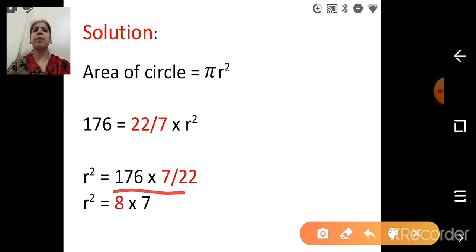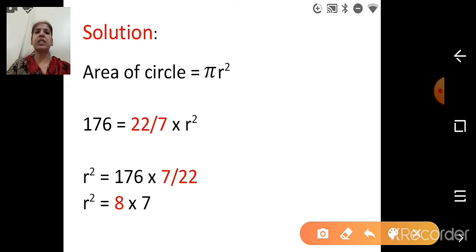R square is equal to 176 multiplied by, because 22 upon 7 is going to the other side of the equality, so we have to take the reciprocal of the fraction. So the reciprocal of 22 upon 7 will become 7 upon 22. Keeping in mind, your numerator, which is 22, will become the denominator, and 7, which was your denominator, has now become the numerator. So 176 multiplied by 7 upon 22. So what will we do? We will divide 176 by 22.